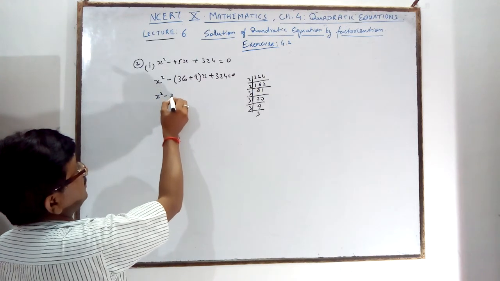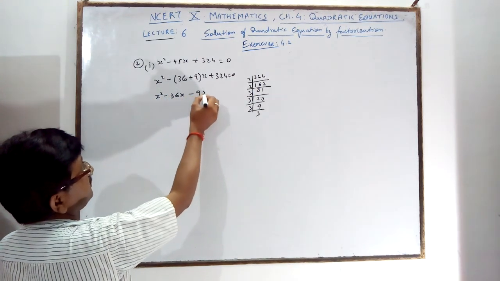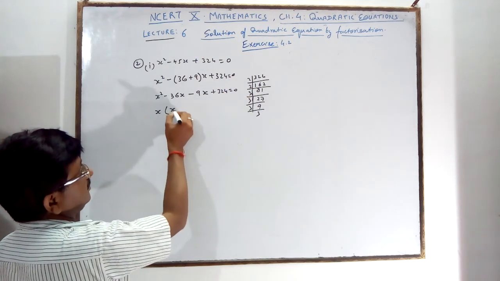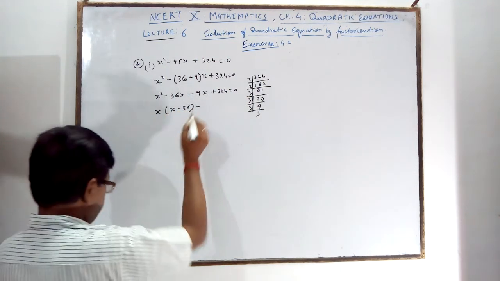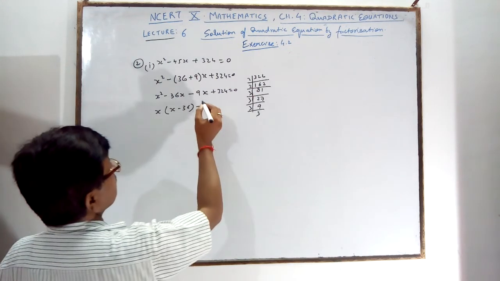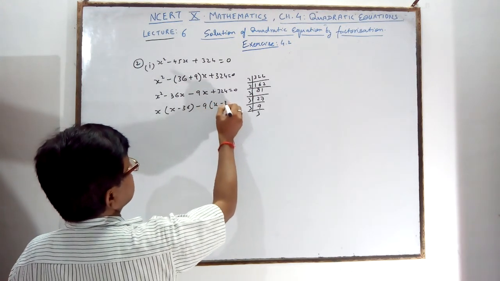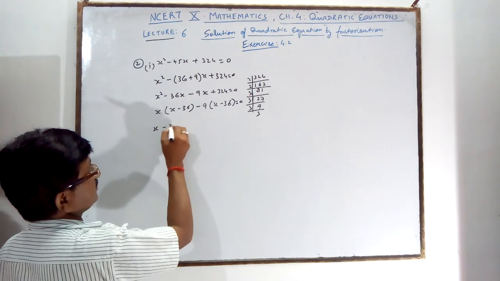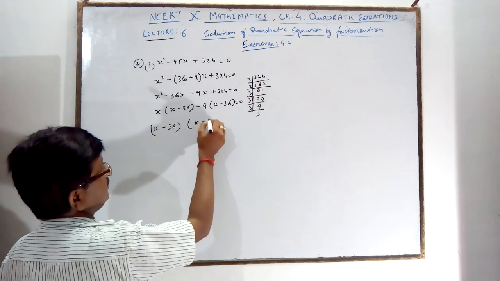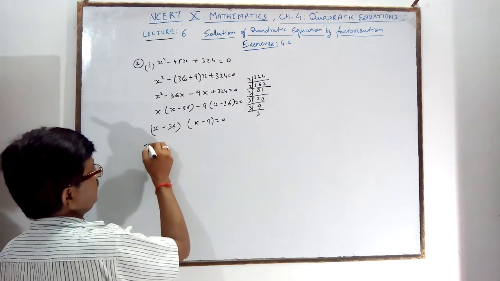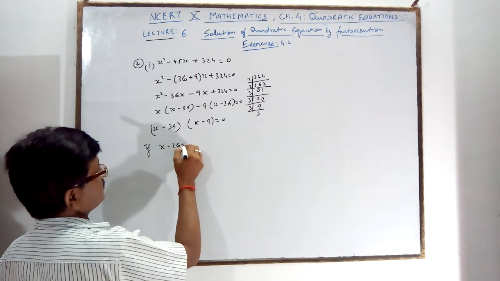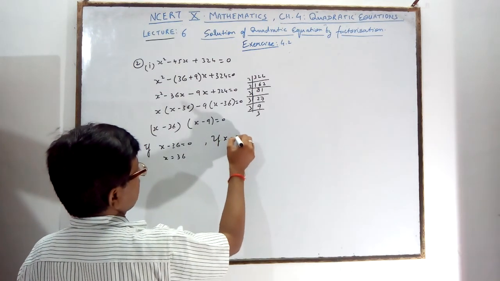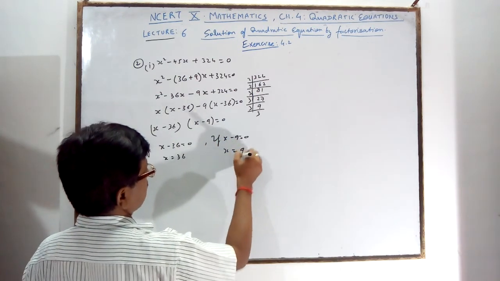x square minus 36x minus 9x plus 324 is equal to 0. So x is common, x minus 36, minus 9 is common, x minus 36 is equal to 0. So you have two linear factors, both with negative signs. If x minus 36 is equal to 0, then x is equal to 36. If x minus 9 is equal to 0, then x is equal to 9.